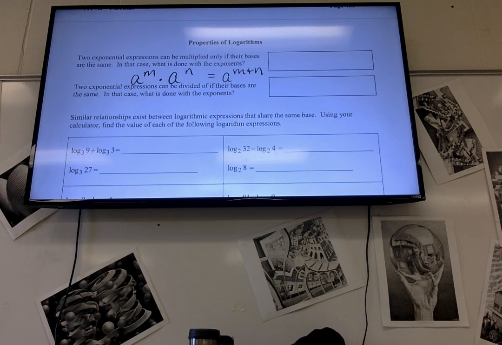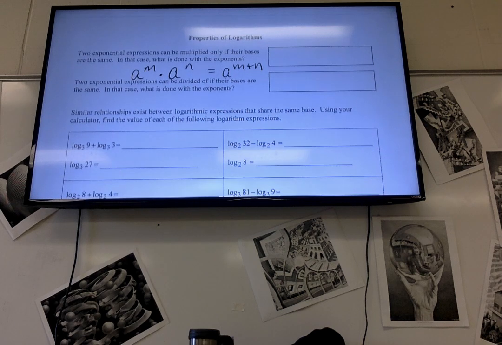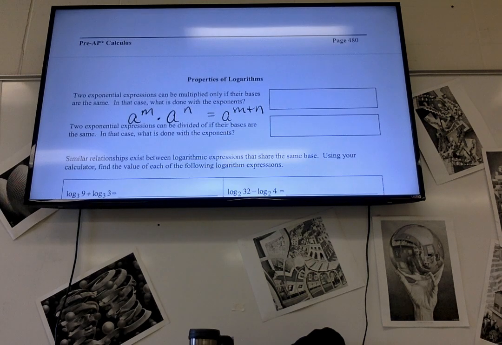So we're going to be using the same kind of properties. They're just going to work in reverse. This is page 481.